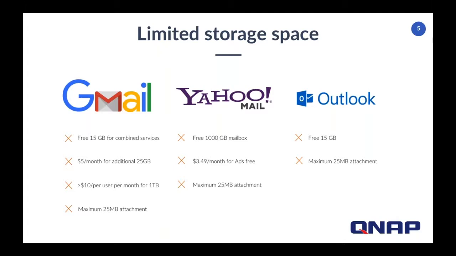For Yahoo Mail, you're going to get a lot more. You get 1,000 gigabytes free, but the service without ads would cost $349 per month. And like Gmail, the maximum size of an attachment would be 25 megabytes. With Microsoft's email service, Outlook, you get 15 gigabytes of storage, like with Gmail, and you also get a maximum capacity of 25 megabytes per attachment. So as you can see, there are definitely limitations to these email services. And this is why QmailAgent is the perfect complement to your email services.